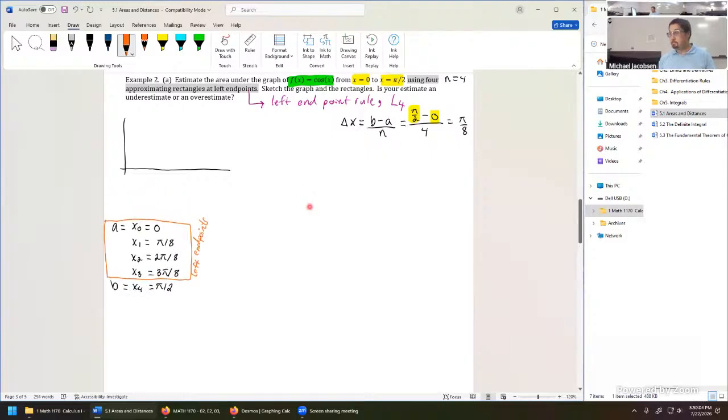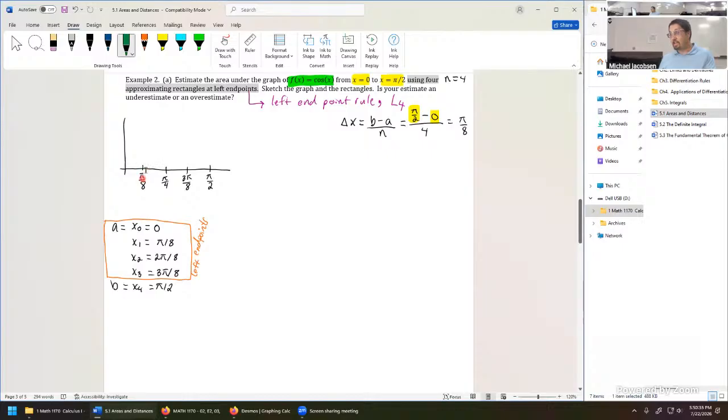So that gets us started. Next thing we'll do is put those points on the graph. First point is 0. Usually we don't label that. That's implied. It's at the origin here. Next point is pi over 8. Then 2 pi over 8, or pi over 4 if you prefer. 3 pi over 8. And then 4 pi over 8, which we reduce to pi over 2. So those are the 4 points that we're going to be using.